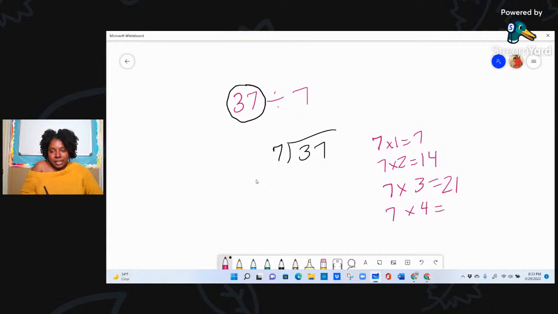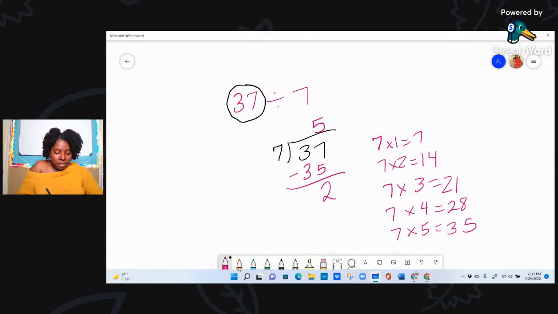Y'all could have put the answer in the chat, you know. Y'all just watch me multiply. All right. And it is 35. All right. So put the 5 here. 5 times 7 is 35. 37 minus 35 is 2. So we do have a remainder of 2.